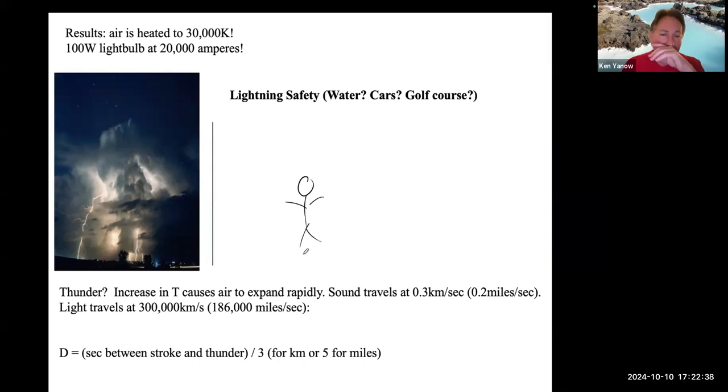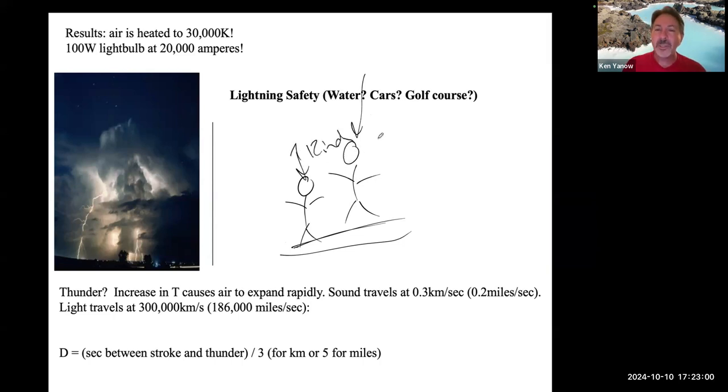What if you have 2 people standing outside and one is taller than the other? Is the one who's taller in more danger than the shorter one? I think your intuition would say the taller one's probably in a little bit more trouble, but that's not necessarily the case because the difference here is only like maybe 12 inches at most.